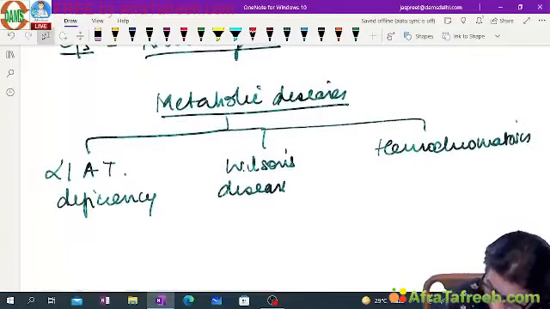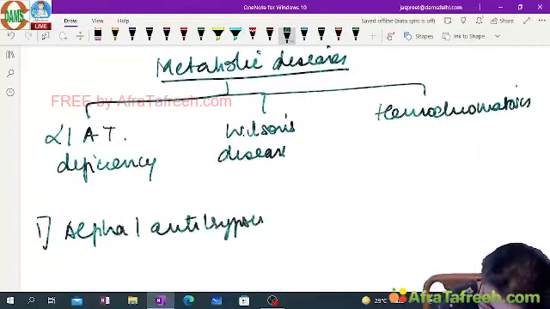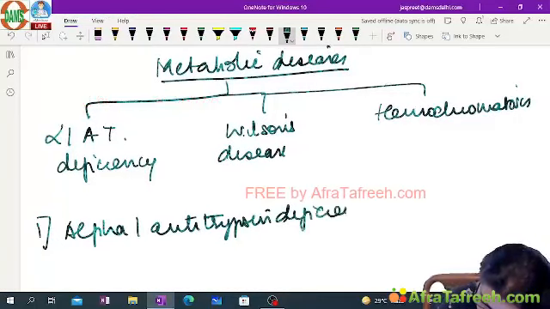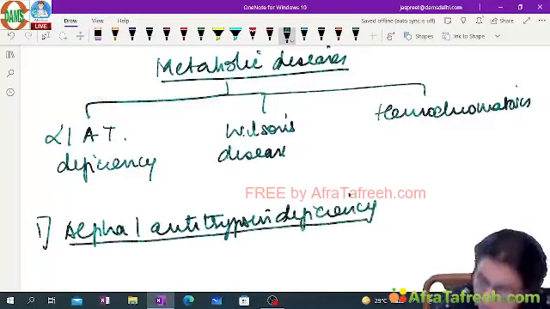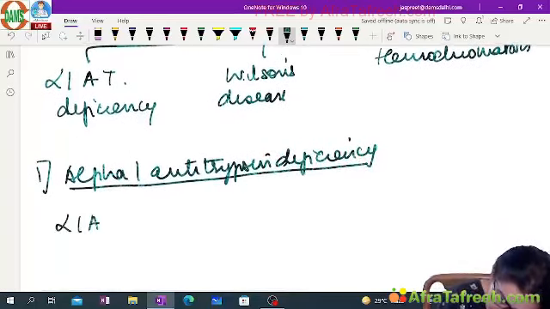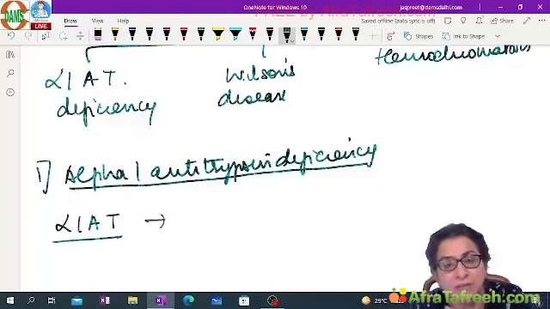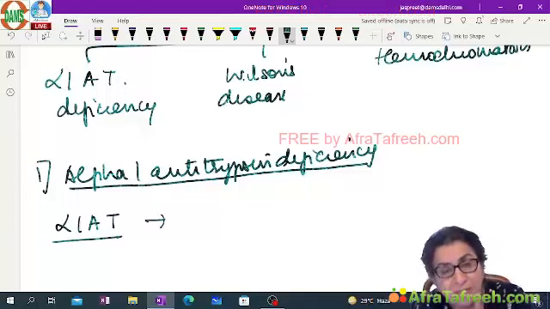Okay. Number one, first let us look at alpha-1 antitrypsin deficiency. The first metabolic disease of liver is alpha-1 antitrypsin deficiency. Now, what is alpha-1 antitrypsin? It's an enzyme produced by the liver. What type of enzyme? It is an antiprotease, an enzyme that inhibits other enzymes.